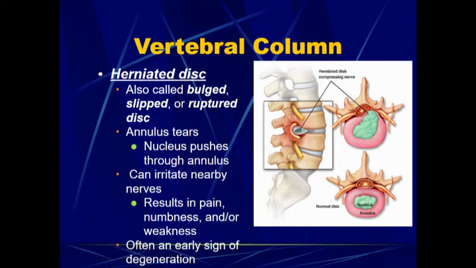A herniated disc, also called a bulged disc or a slipped disc or a ruptured disc, is when the annulus, the outer part, tears. And if that tears, then the nucleus, the inner part, is going to start pushing through. When that happens, it can irritate nearby nerves and cause pain. It can cause numbness and tingling, because it's interfering with the spinal nerves that are going to and from the spinal cord. The incidence of herniated discs increases with age, and it can be an early sign of degeneration, of the intervertebral discs starting to break down.